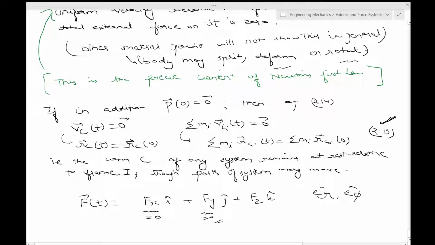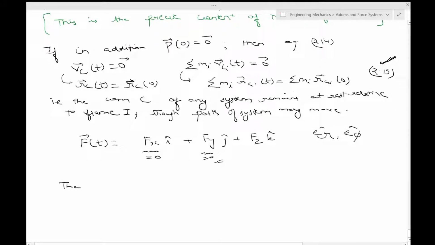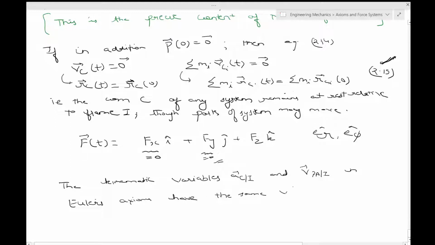So the last comment which must be made over here is that the kinematic variables A C of I and V of P A of I in Euler's axioms have the same value in all inertial frames in uniform translation.